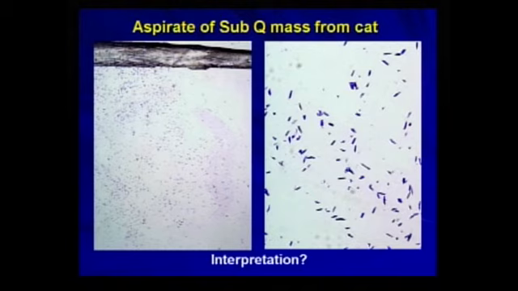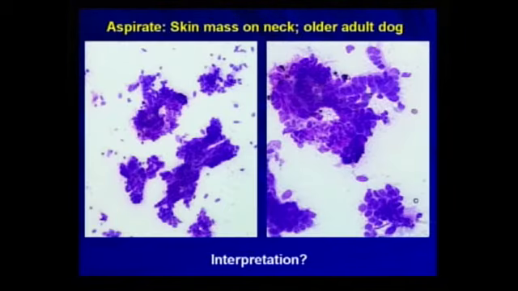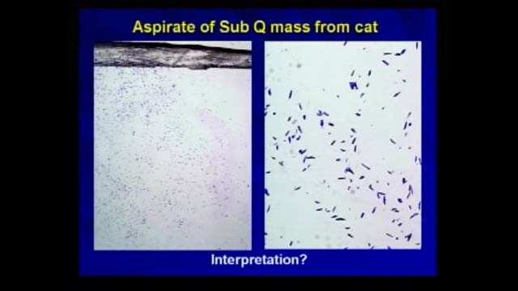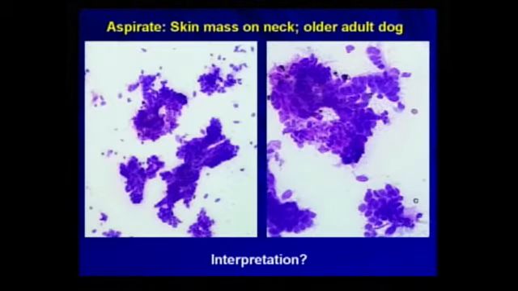This is an aspirate of a sub-Q mass from a cat, and obviously I should have taken this one out. I apologize, it's still in there. But this is the rest of that. Well, no, these are two different ones.